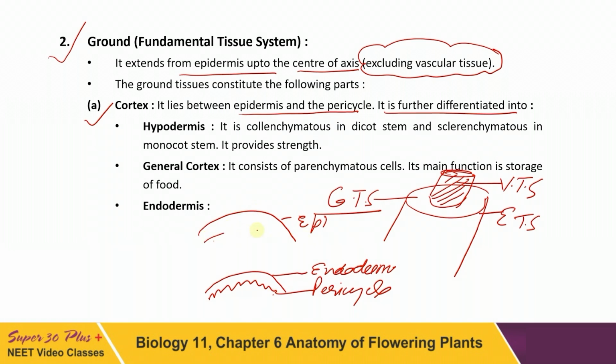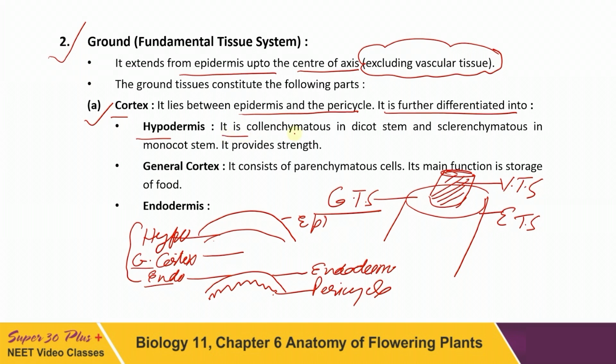So it will have, what is this? This is the hypodermis. That is known as the general cortex, and this is called the endodermis. So this is the cortex, and this is the pericycle. What we mean by cortex is having hypodermis, general cortex, and then endodermis. Hypodermis is collenchymatous in dicot stem and sclerenchymatous in monocot stem. I told you that it provides strength. General cortex is made up of parenchymatous cells.